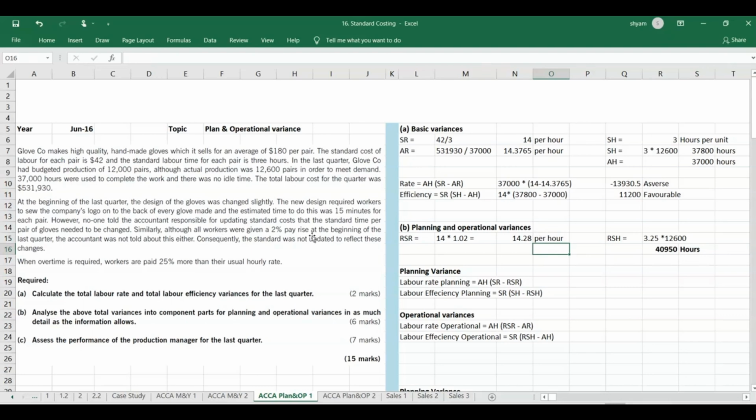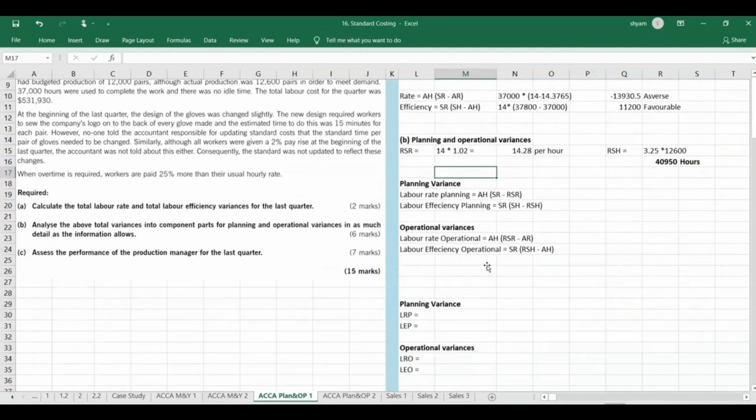Let's see what he says. The accountant was not told about this either. So this also has not been communicated. That is the reason why we are doing planning and operational variance, because the planned numbers are different and the revised plan is different. Consequently, the standard was not updated to reflect these changes. When overtime is required, workers are paid 25% more than their usual hourly rate. See, there's no overtime given in the question itself. So this statement is useless. So we'll start from here.